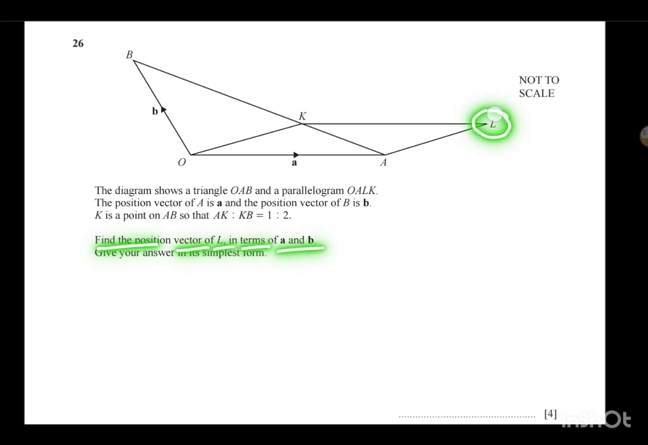We need to find the position vector of L, that is OL. Give your answer in its simplest form. So for position vector of OL, let me draw a line like this. This is OL. Now to get OL, what we have to do is OL is equal to OA plus AL.